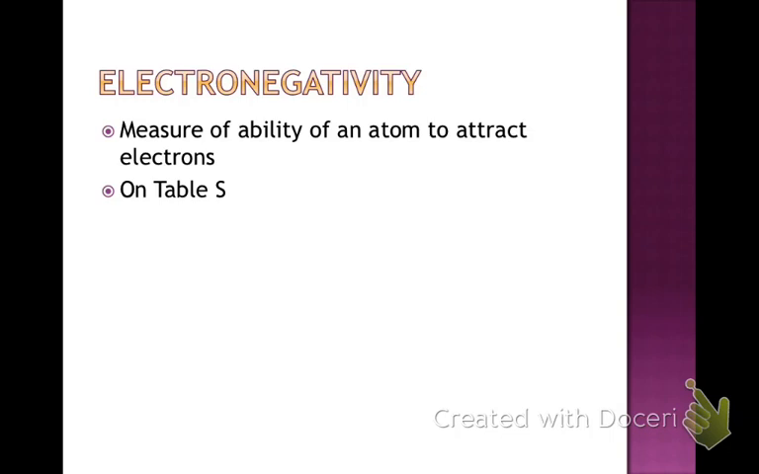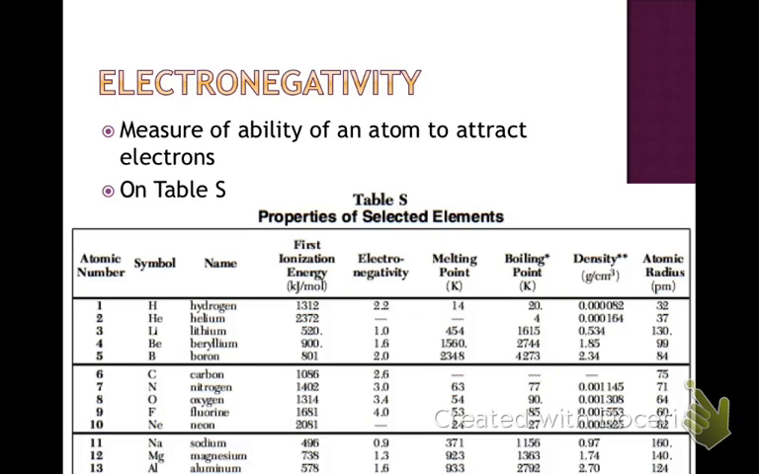So let's talk about electronegativity. This is a measure of an atom's ability to attract electrons. So pretty much how much an atom wants an electron. So you'll use Table S to help you out with this. Table S gives you a whole value of electronegativity, and that's in this column right here.